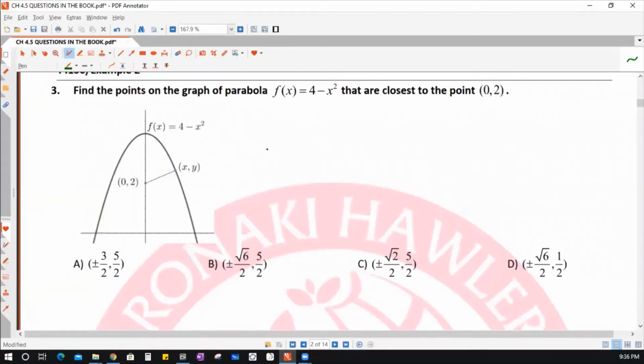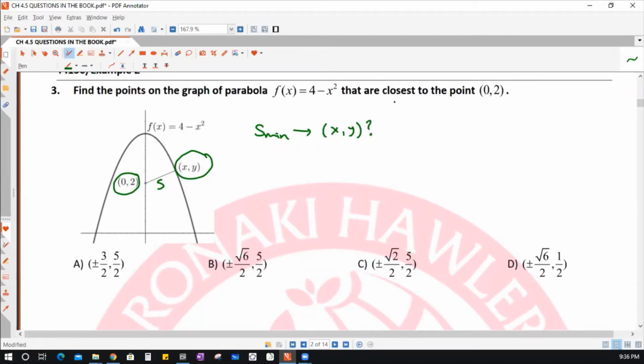In this question, we have a given parabola, y equals 4 minus x squared. It says find the points on the parabola that are closest to the point (0, 2). This is a fixed point. The question is asking for the minimum distance: which (x, y) has the minimum distance to this point (0, 2).